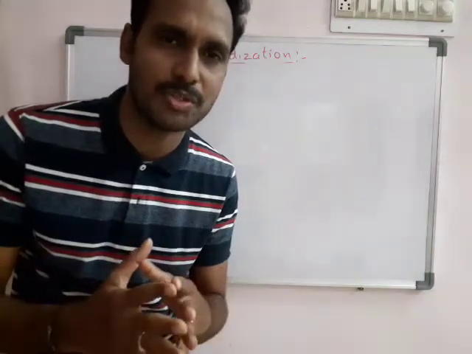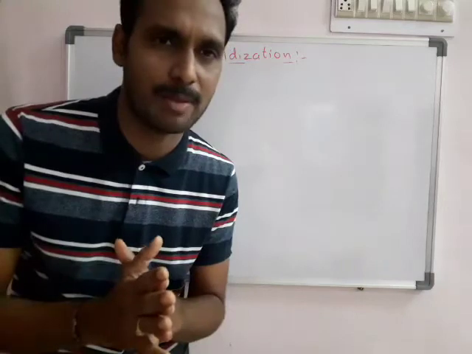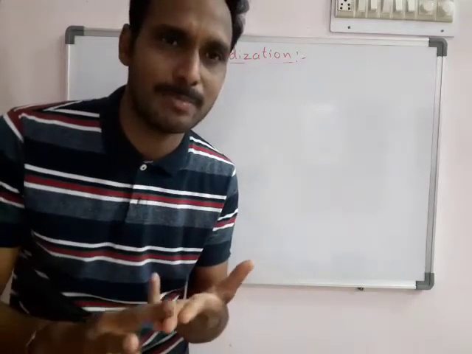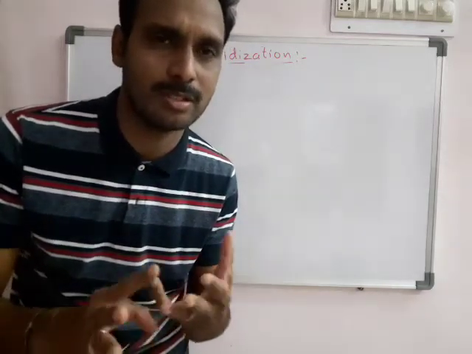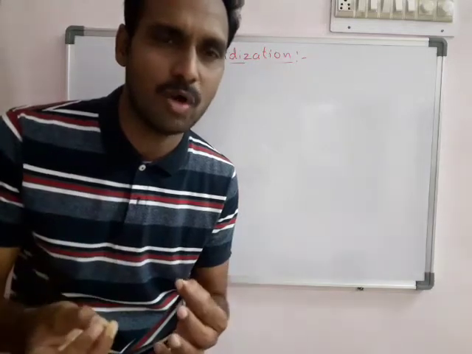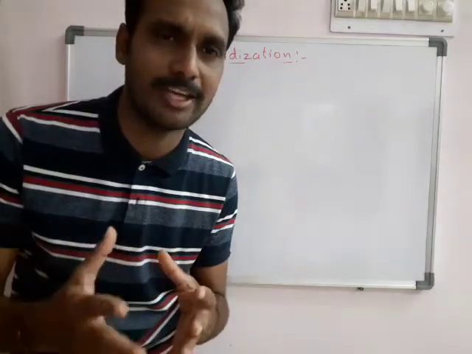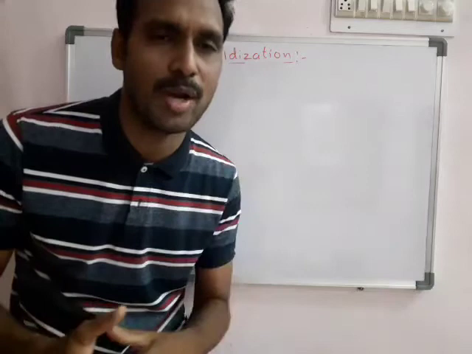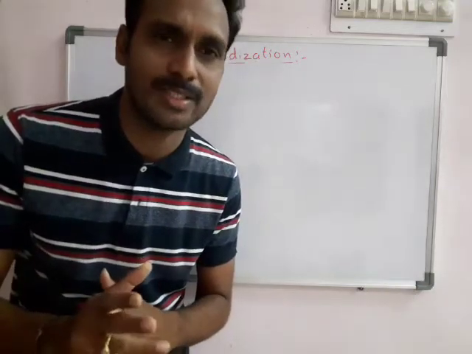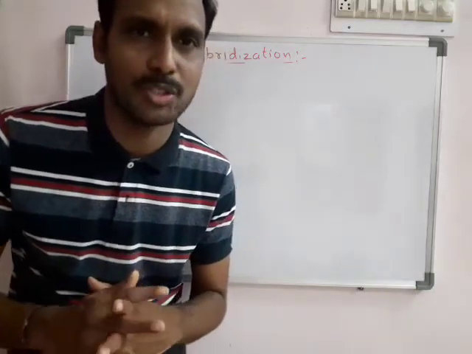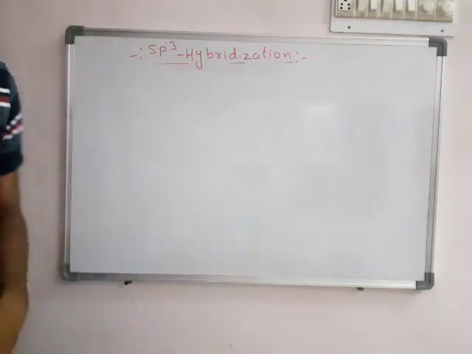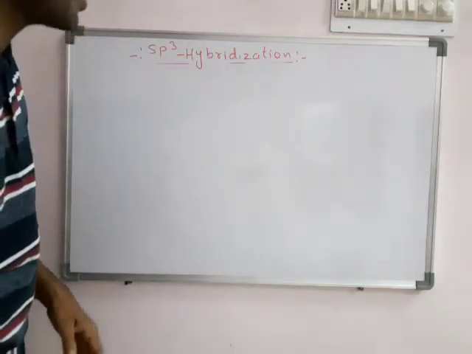That's why there is a formation of 4 new hybrid orbitals. One s and 3 p orbitals are involved in the hybridization. Therefore, there is a formation of 4 identical orbitals. They are named as sp3 hybrid orbitals, and that is treated as sp3 hybridization.